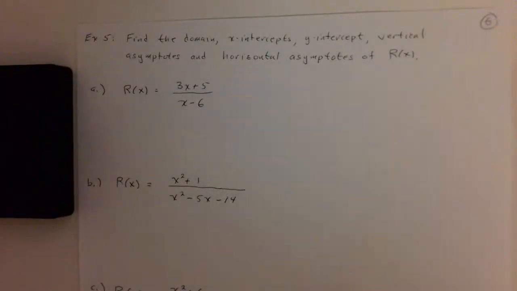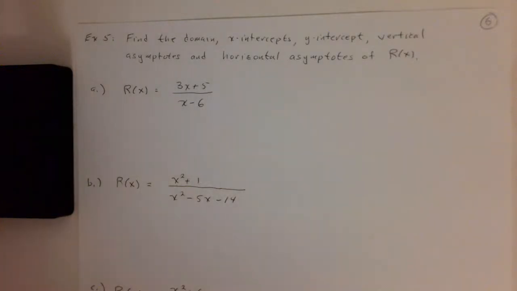So now we're going to combine all the things that we've learned so far and just put them into practice with these 5 examples. Here we're just finding the domain, the x-intercepts, the y-intercept, vertical and horizontal asymptotes, if any. So what I would suggest is maybe you pause the video at each problem and try to do this yourself.